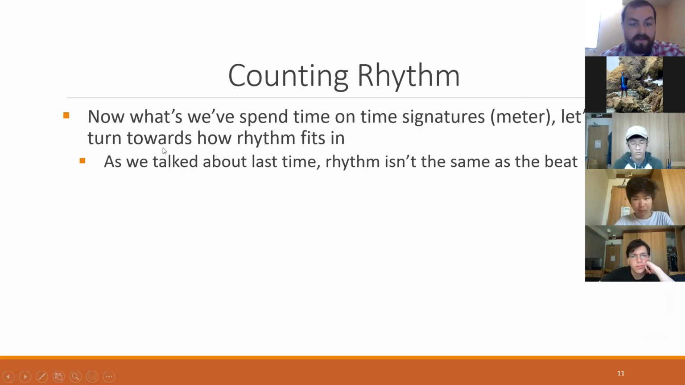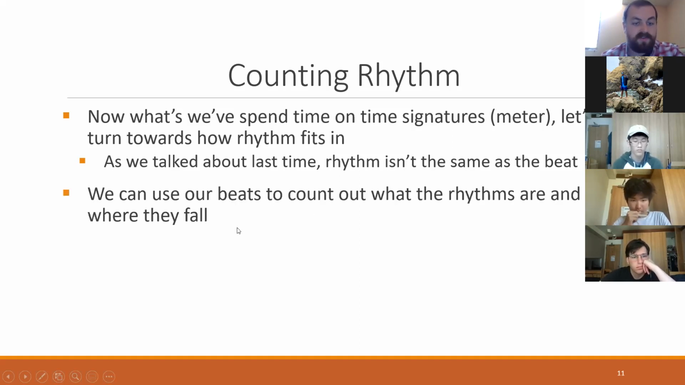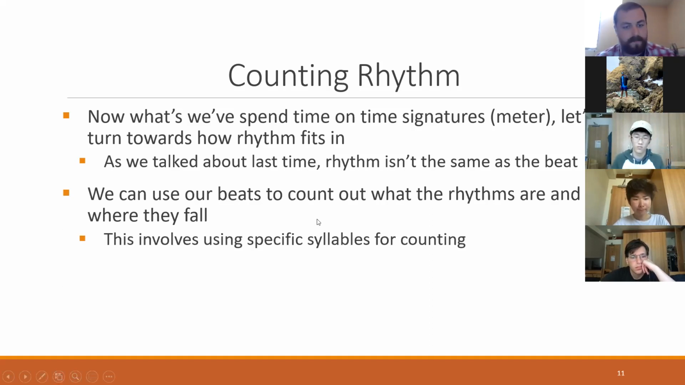Let's turn now towards how rhythm fits into the beat. So we started with rhythm and rhythmic values. We turned to time signatures and meter, and now we're bringing them both back together again. As we talked about last time, rhythm isn't the same as the beat. We can use where the beats are to count what the rhythms are and where they fall. So finding the beat allows us to then count out the rhythm for each beat. This involves specific syllables for counting.